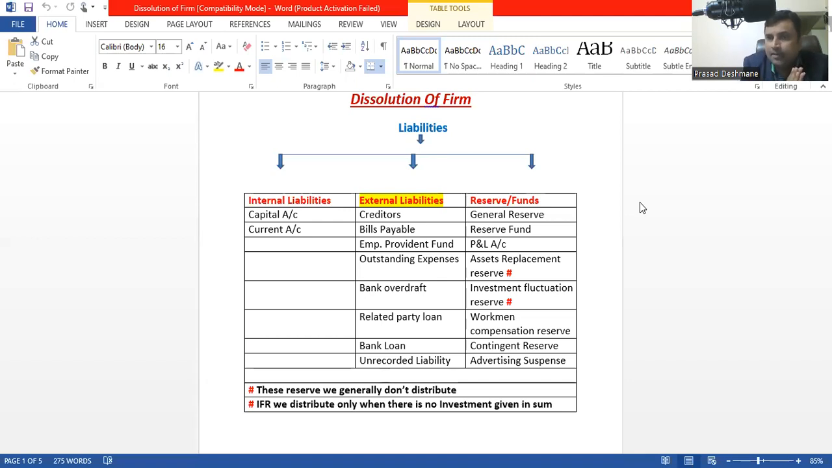Talking about external liabilities, it's compulsory to pay external liabilities. Whether the information is given in the sum or not, we have to pay all our external liabilities before closing down the business. For example, suppose we have these 8 external liabilities in the sum, and we have the information about only 6 external liabilities, how much they paid.